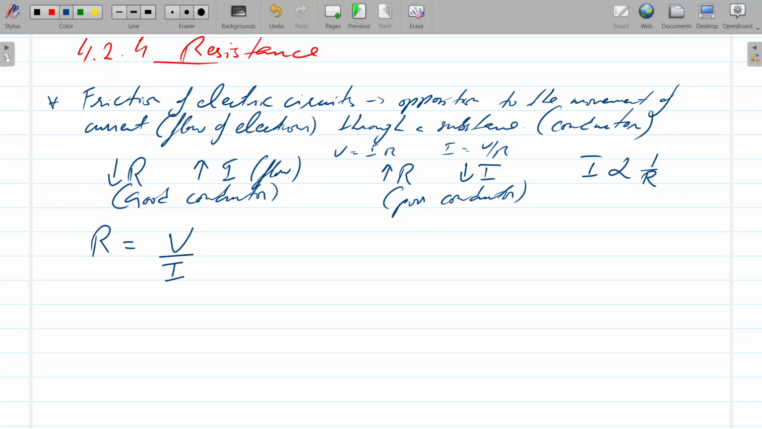For example, silver is a very good conductor of electricity. That means it has low resistance. The reason silver is not used is because it's expensive, and so the next best thing you have is copper. That is why copper is used in electrical wires and everything, because its resistance is reasonably low.